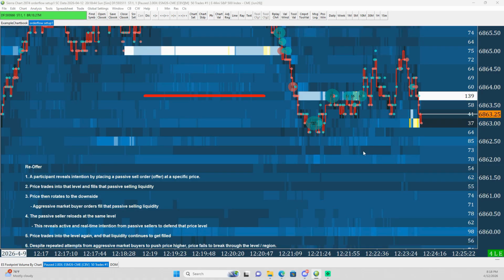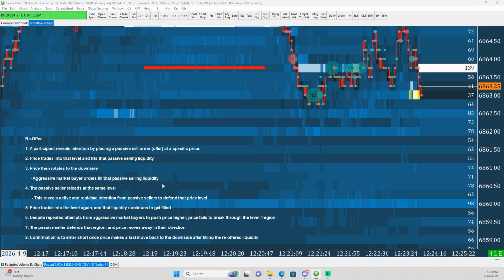So at this point, the market has moved back under 6863.75, and we can identify that this level is now being re-offered. And so this reveals active and real-time intention from passive sellers to defend this level. And what we're going to see over the next couple of minutes is price trading back into this level again, to which that liquidity is then re-offered and re-offered, where price continues to fill it and defend it.